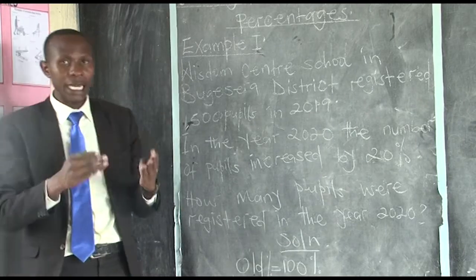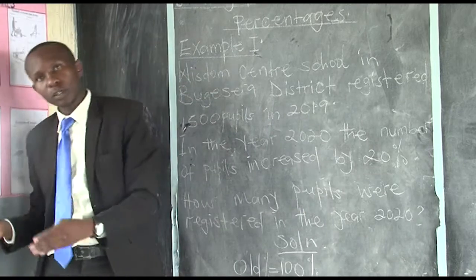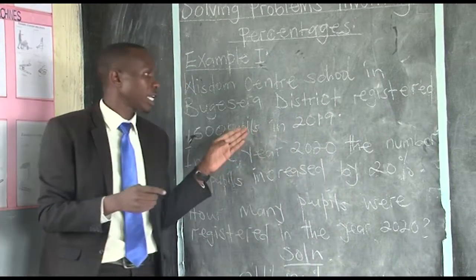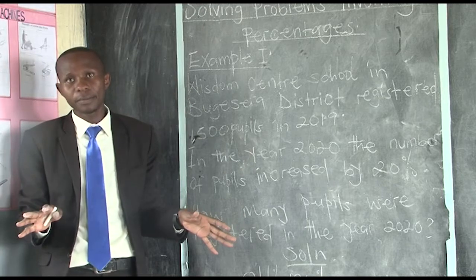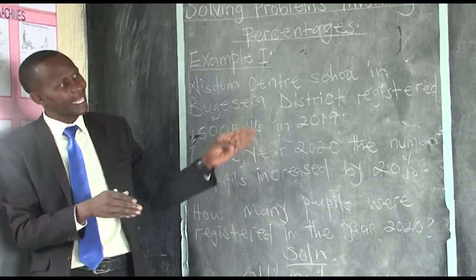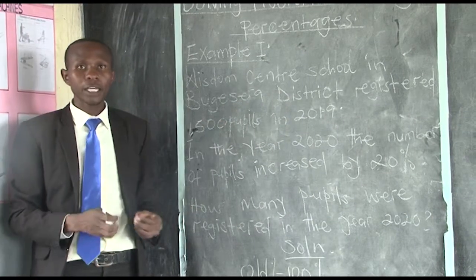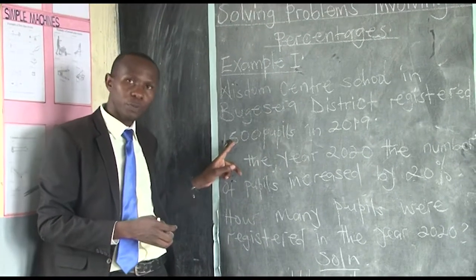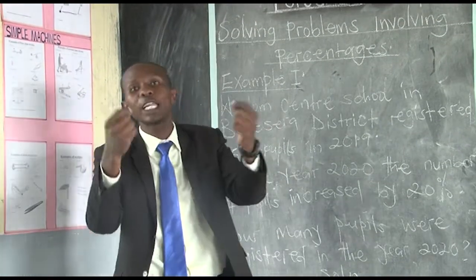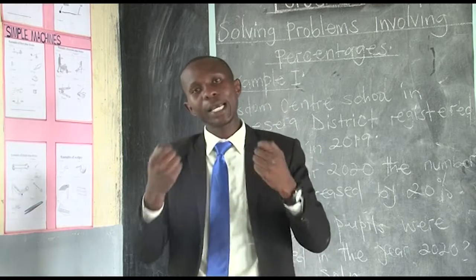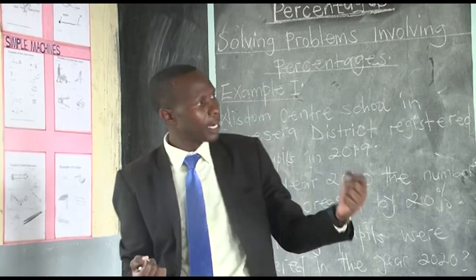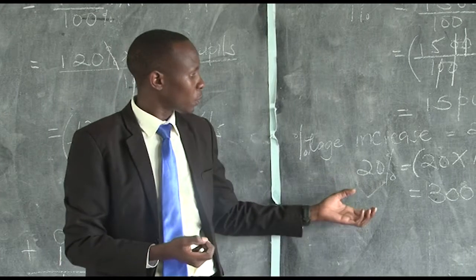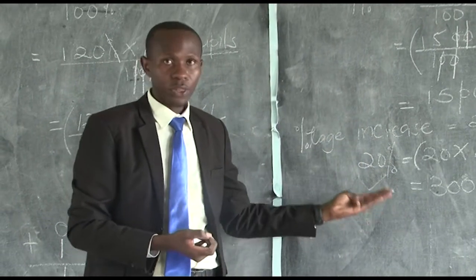But we know the number of learners who were there in the year 2019. They didn't say that there is any child who left, meaning that if they didn't say that there is any child who left this school, it means all of them are still there. So if they increased by 20% and 20% is giving us 300, then what next? We shall get the original number, which is 1,500 pupils. Then we add the number of pupils who later on joined them in the year 2020. And how many were they? They were 300. According to the percentage increase they gave us, when we worked it out, we realized that 20% is giving us 300.